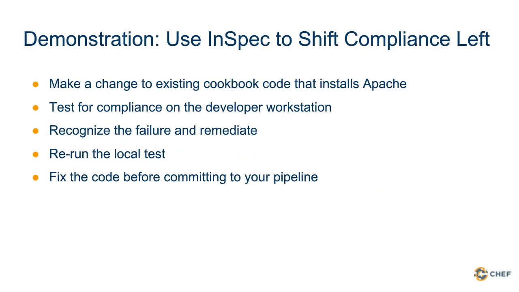So in this last demonstration, we're going to look at a cookbook. We're going to make a change to an existing cookbook that installs Apache. Then we're going to test for compliance on the developer workstation before we would even commit code. We're going to recognize the failure and then remediate, and then rerun the local test and show good code. That would be the point at which you would commit to your pipeline.